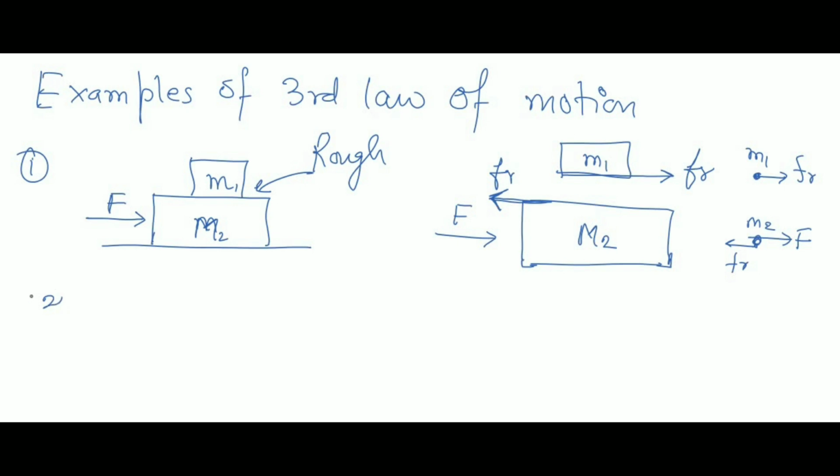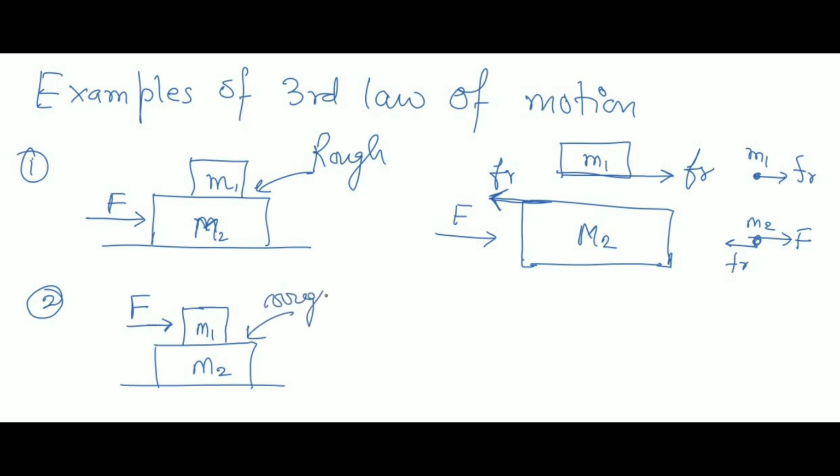Let's have another example where the force is applied on the mass M1, the smaller block. All the conditions are the same. This is block M2, this is block M1, and now the force F is applied on M1, and this surface is again rough. So now what will happen? Again, constructing these two blocks separately, M2 and M1. Now on M1, there is a force F in the forward direction. And if the block M1 moves in the forward direction, then there is a frictional force Fr in the opposite direction, at the contact surface.